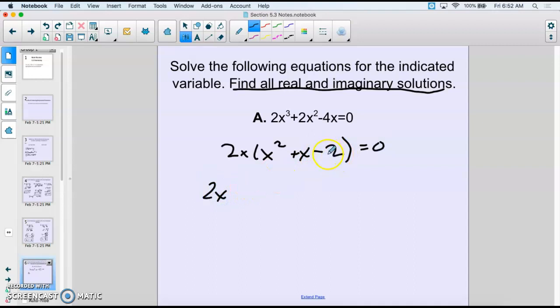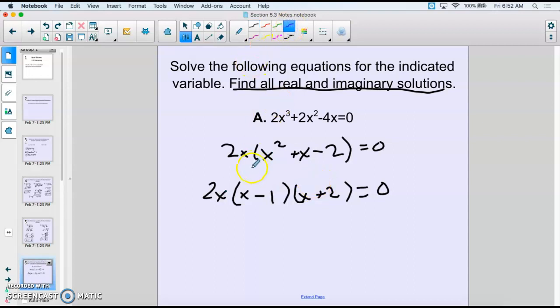What numbers multiply to -2? They add up to 1. It's going to be -1 and 2. Since there's no number out in front of the x squared, we can take the shortcut. X minus 1, x plus 2. Alright, now we need to set each piece equal to 0.